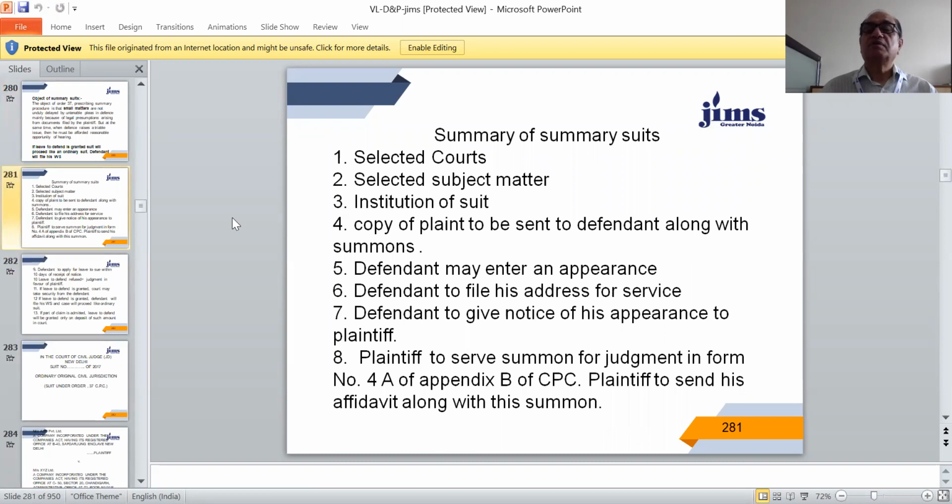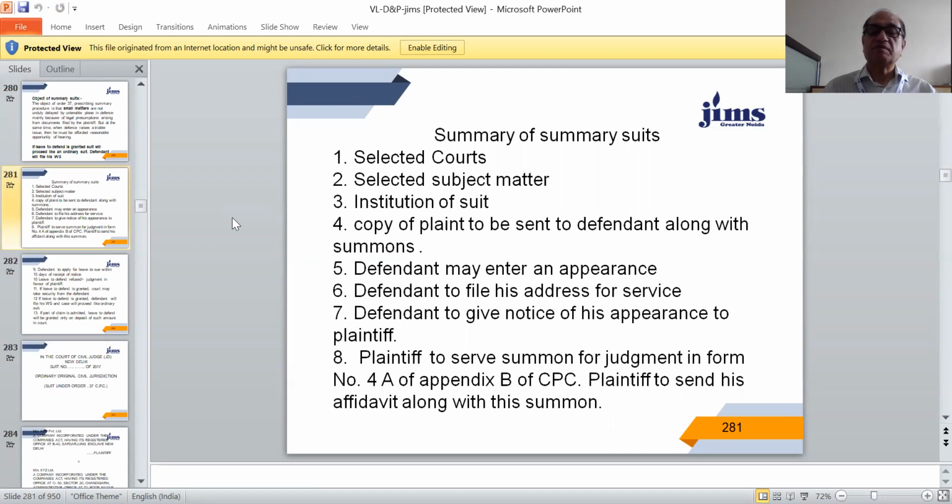Now I'm giving you a summary of summary suits once again. Number one, only selected courts are authorized to conduct summary suits. Selected subject matter summary suits can be filed. Institution of suit is there. Plaintiff will institute his suit by filing of the plaint. Then copy of the plaint is to be sent to the defendant along with summons. Defendant may enter his appearance. Defendant to file his address for service. Then defendant to give notice of his appearance to the plaintiff.